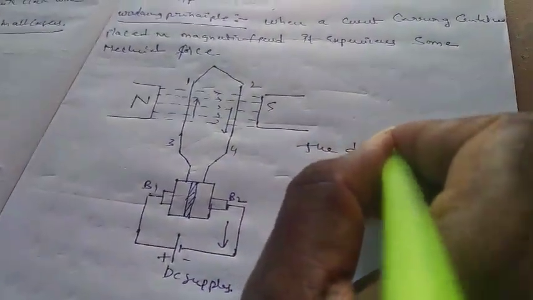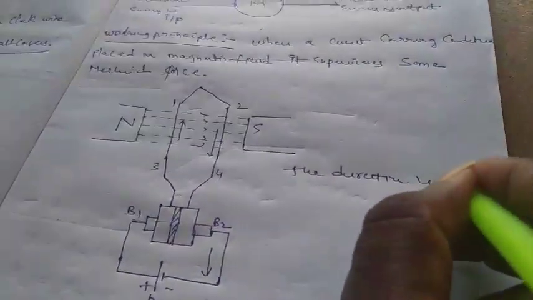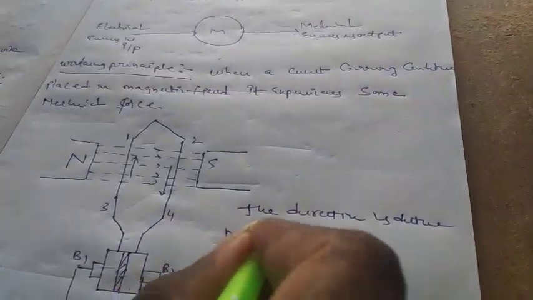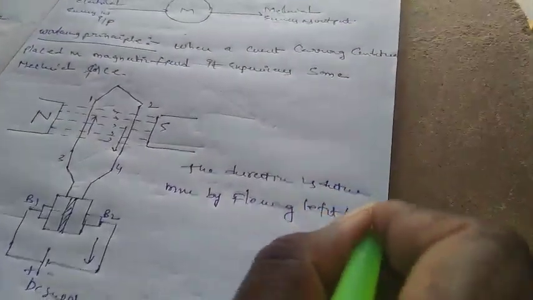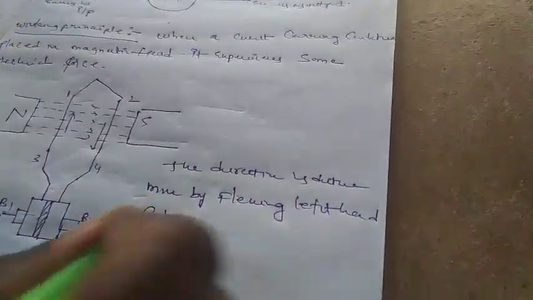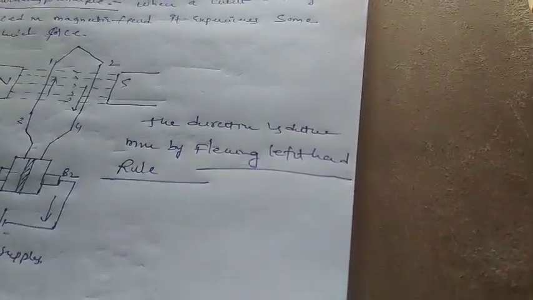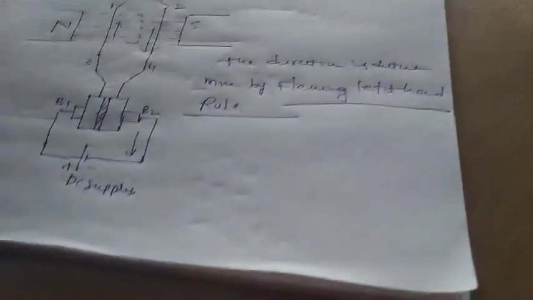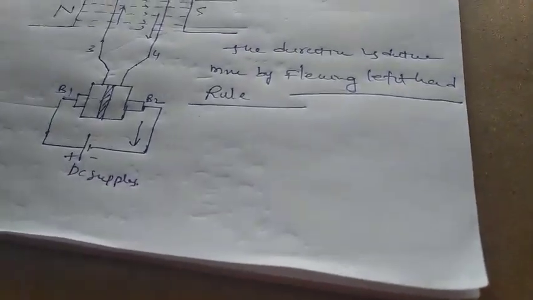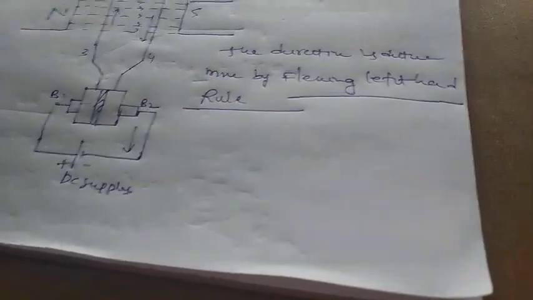The direction is determined by Fleming's left hand rule. Just like the direction of a DC generator is determined by Fleming's right hand rule, here the direction of the motor is determined by Fleming's left hand rule.